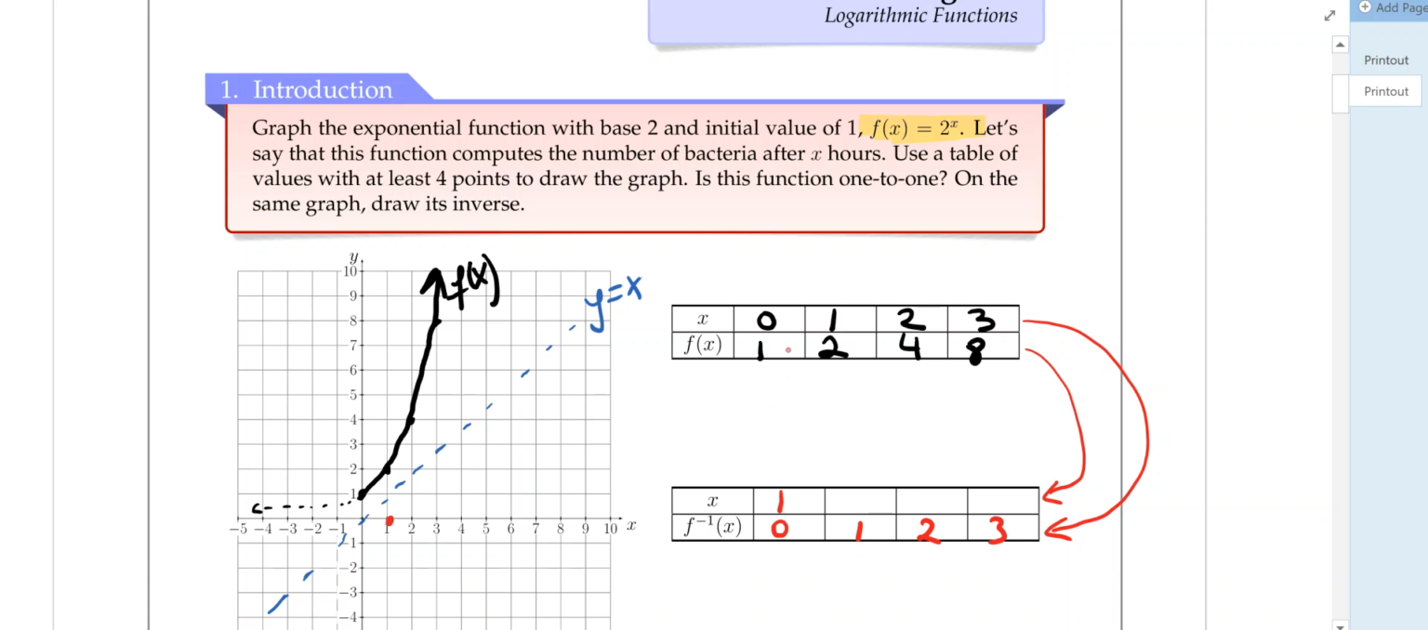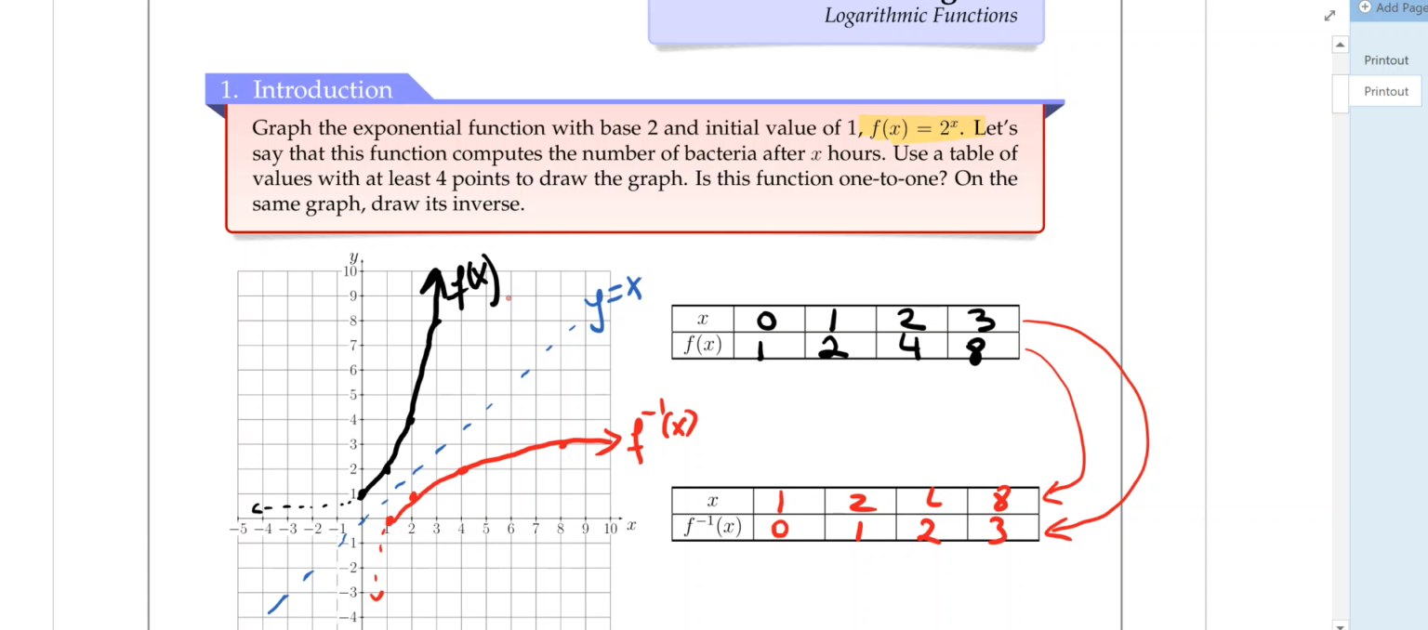And then 1, 2, 4, 8 is going to become the input. So the next point will be (2, 1), so 2 for x, 1 for y, then (4, 2), and then (8, 3). So basically, reflected over y equals x is going to look like this. So this is the function f inverse of x. And if we wanted to reflect this portion that doesn't make sense in the context of our problem, it would go in here. Okay?